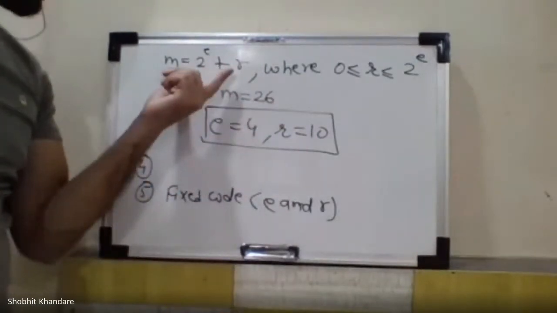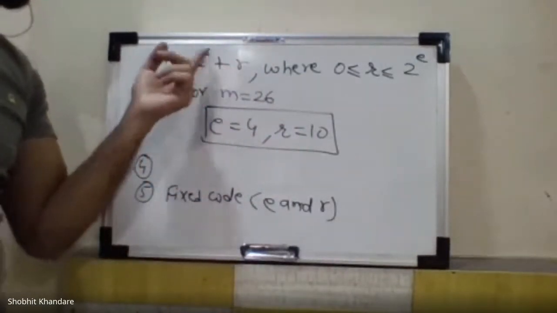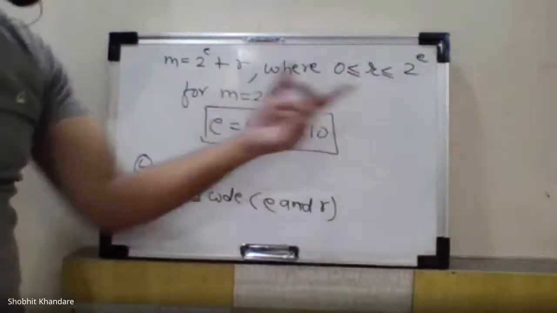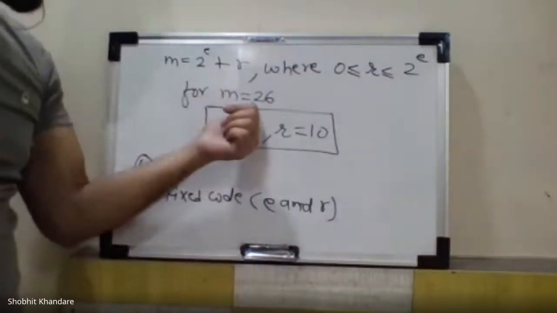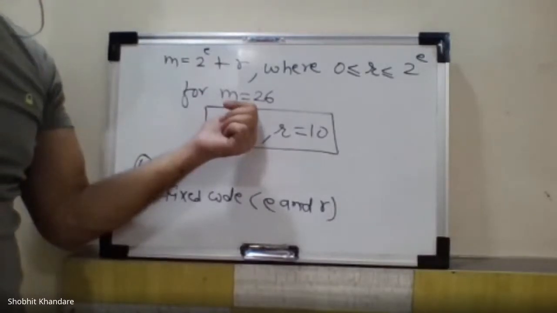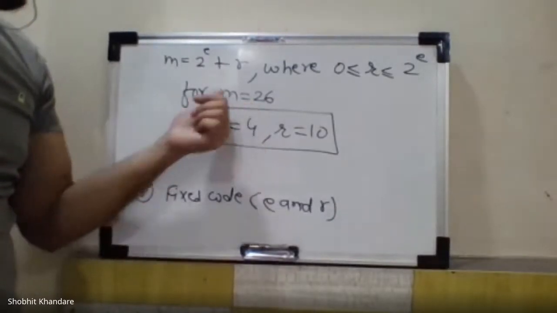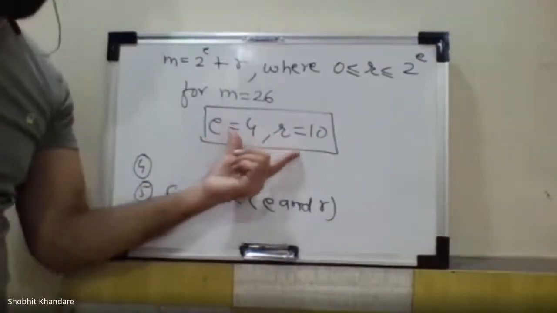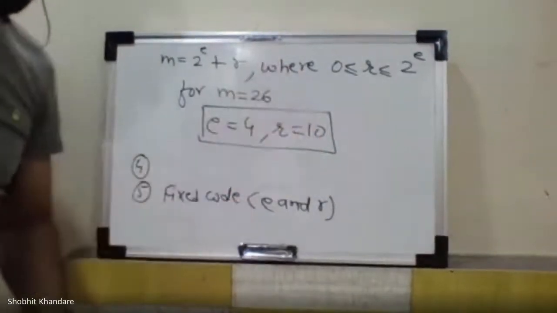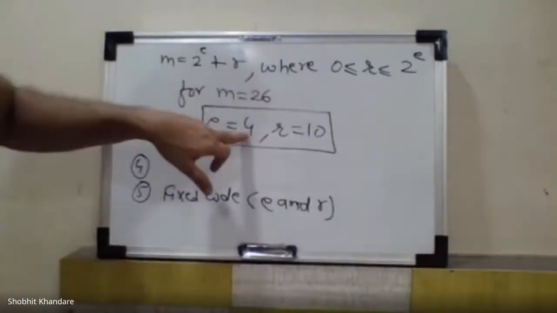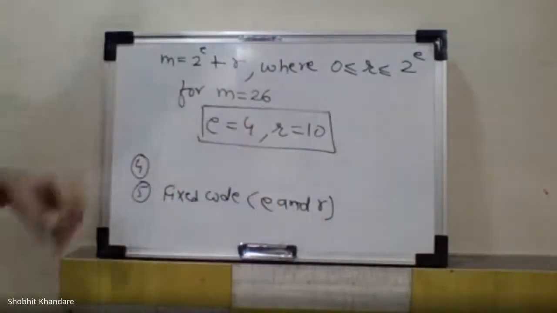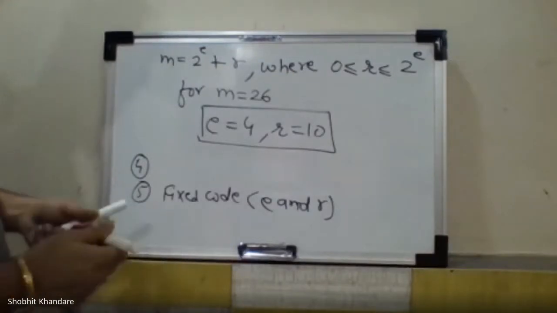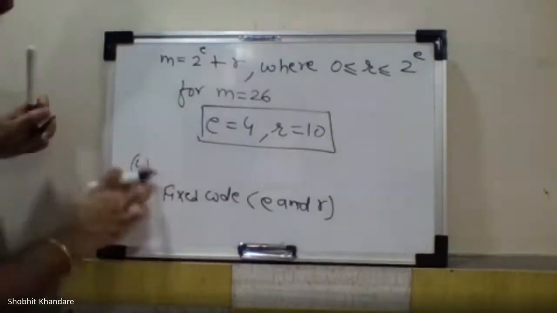It depends upon the equation, that is M is equal to 2 to the power of E plus R, where R should lie between 0 and 2 to the power of E, and for M is equal to 26. 26 का है because total alphabets. Okay, so for M is equal to 26, we'll get E is equal to 4 and R is equal to 10. You can cross check with this. Continue further. This was your step number 5. We'll go to the next point, number 6.